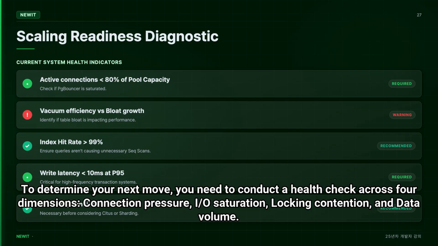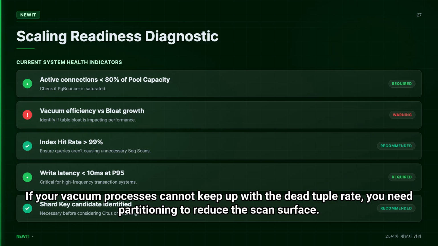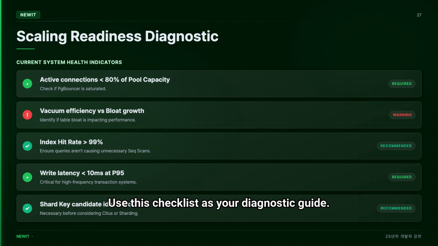To determine your next move, you need to conduct a health check across 4 dimensions: connection pressure, I/O saturation, locking contention, and data volume. If your active connections frequently hit the max connections limit, you need a pooler, not more hardware. If your vacuum processes cannot keep up with the dead tuple rate, you need partitioning to reduce the scan surface. If your write latency spikes during peak hours despite fast storage, it's time to look at sharding. Use this checklist as your diagnostic guide.